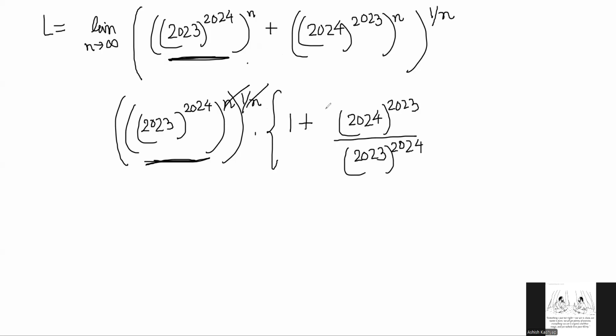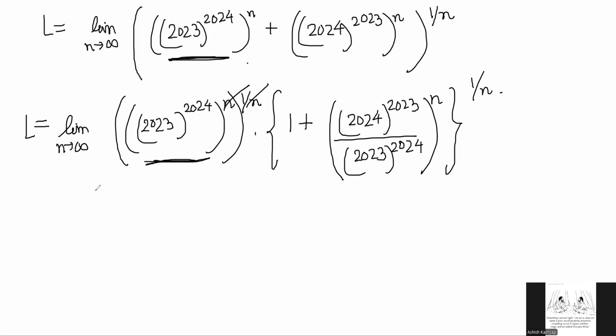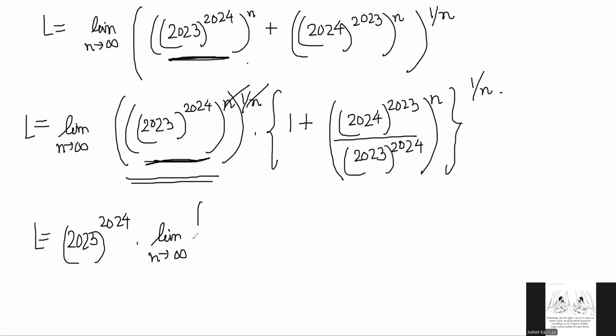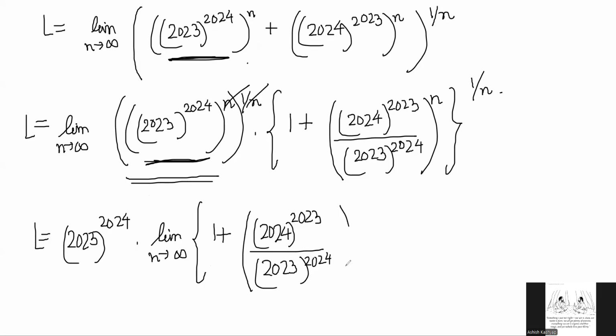whole to the power n inside, and you have 1 by n like this, right? And there is limit as n tends to infinity outside, right? So now notice that this part is a constant. So L is equal to 2023 to the power 2024. And now I have to take the limit as n tends to infinity of the stuff that is inside: 1 plus 2024 to the power 2023 divided by 2023 to the power 2024, whole to the power n, and whole raised to 1 over n.